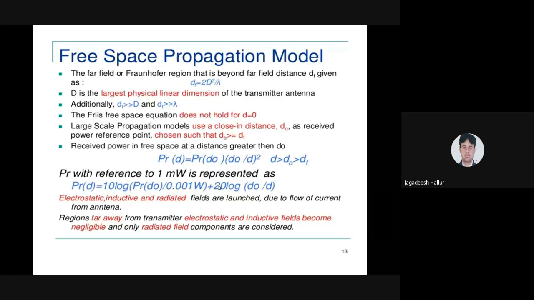Write this one more equation. PR with reference to 1 watt is represented as, the equation is, write down this. PR of D equals 10 log of, in bracket, PR of D naught divided by 1 watt, plus 20 log of D naught divided by D. This is another equation for 1 watt.